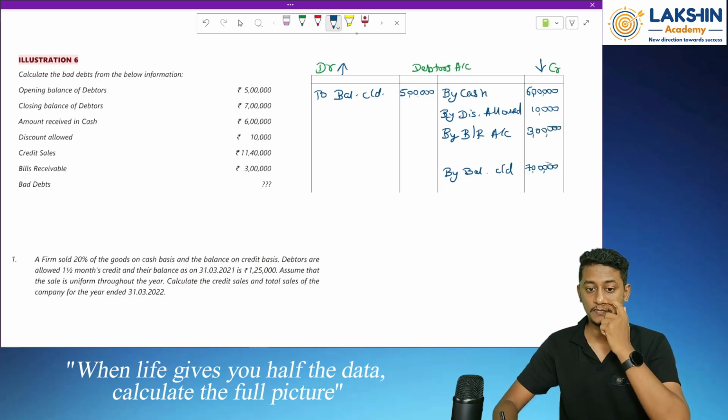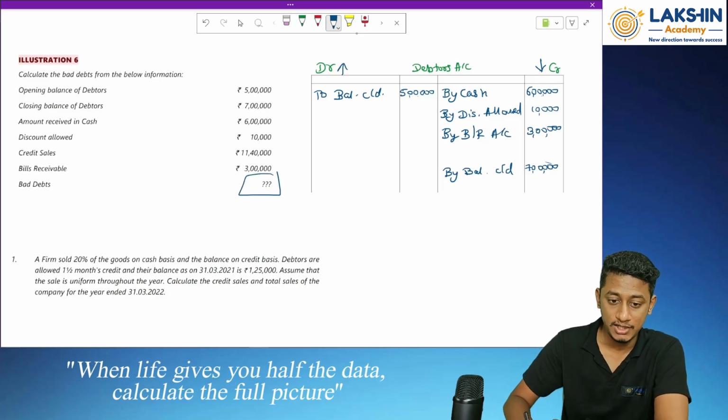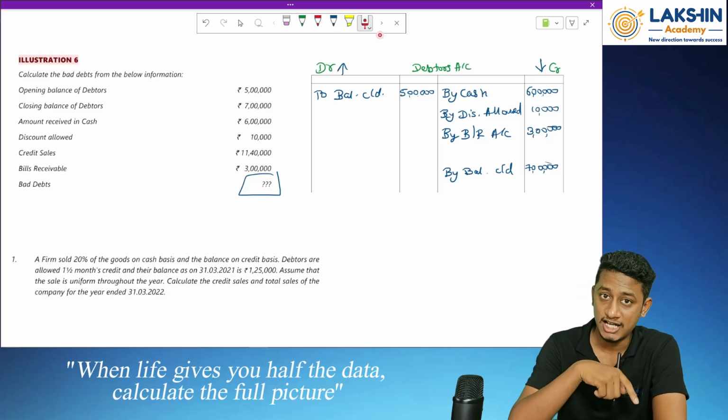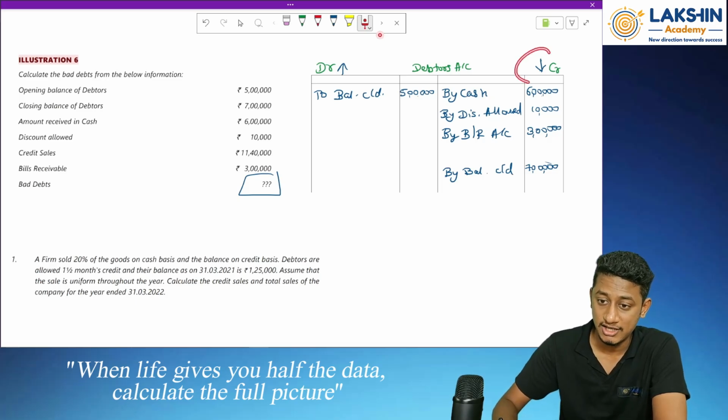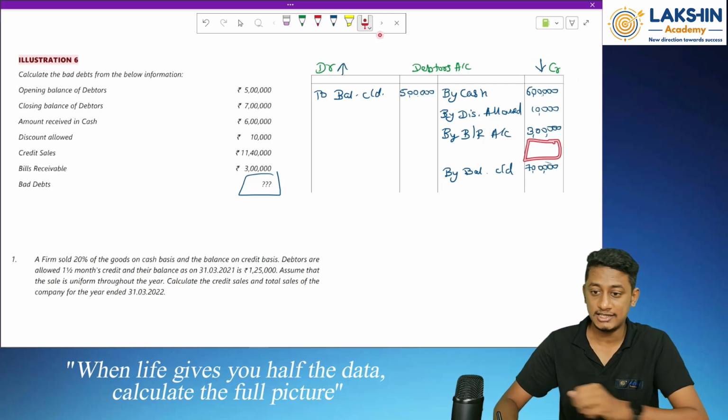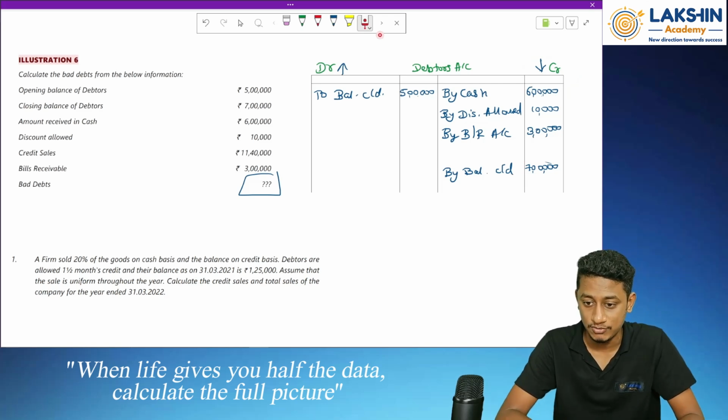Yes. Now let us see what to find. Bad debts. Tell me, where will bad debts come up? Bad debts will reduce the value of debtors, that we know. So whenever the value of debtors reduces, we will credit it. So bad debts might come up over here. Let's try to balance it and see whether the balance comes over there or not.